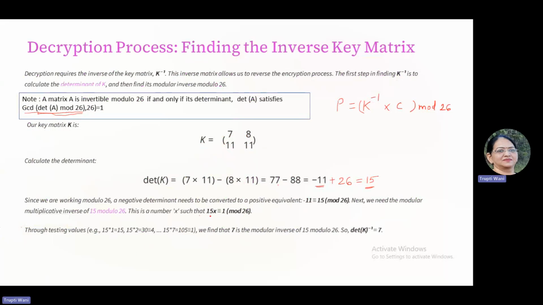Now find out the inverse of 15 modulo 26. You can use the trial method, or you can use the extended Euclidean method to find out the inverse of 15. So by using the trial method, we will get 7 as the inverse of this one. So inverse of 15 is 7. It means the inverse of this determinant of K, so determinant K inverse is 7.